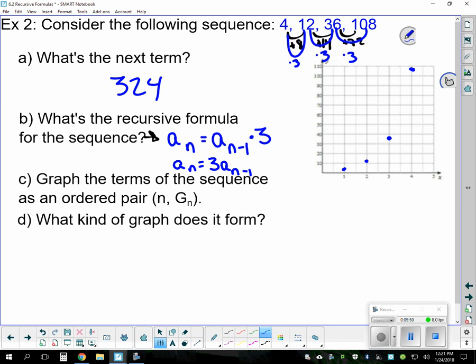What kind of graph does it form? Your first thought should be linear. Is it a straight line? Definitely not. Is it a curve? Absolutely. It is a curve. What kind of curve is it?